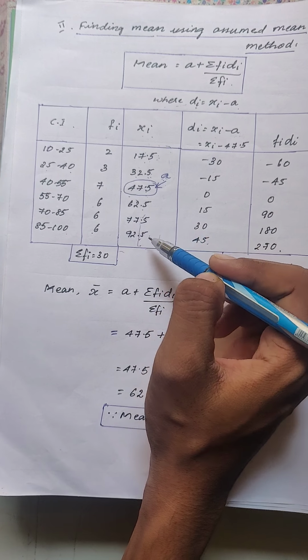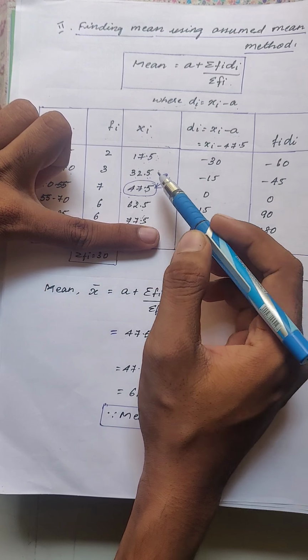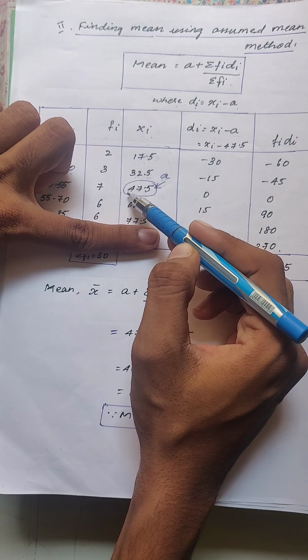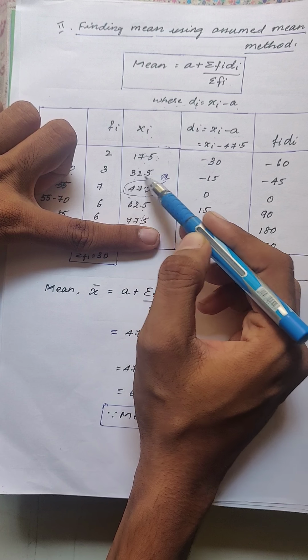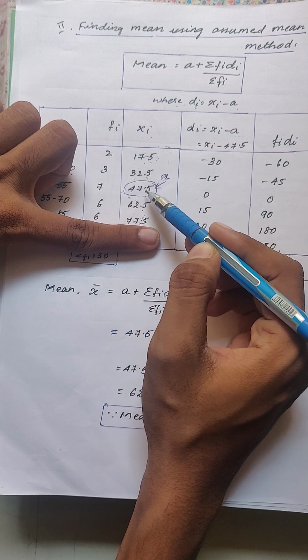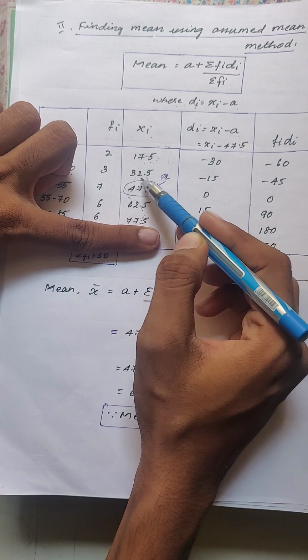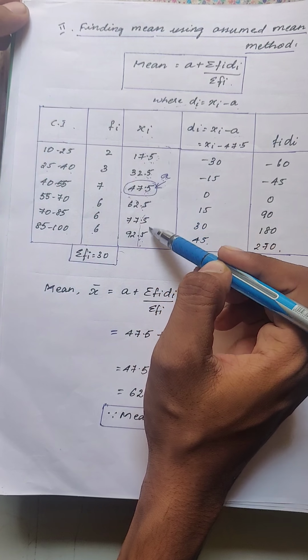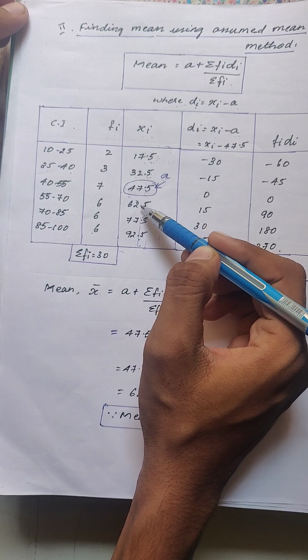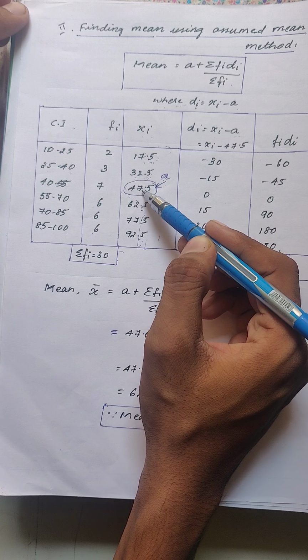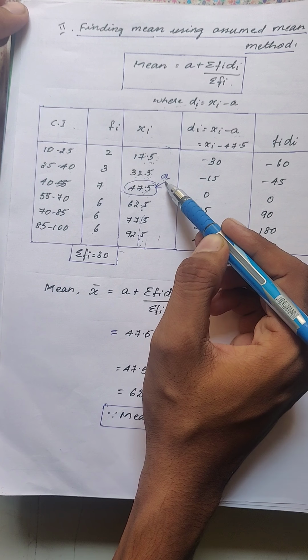Suppose we don't have 92.5, that is, if we have only 5 entries, then obviously the middle entry will be 47.5. So if there is an odd number of entries, that is 1, 2, 3, 4, 5, then the third entry will be the middle value. If there is an even number of entries, then the third or fourth, preferably the third, will be taken as the assumed mean.